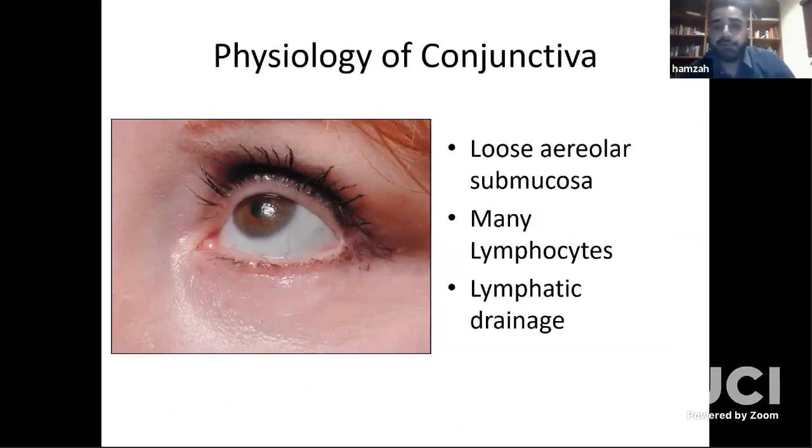So the conjunctiva, what is it? Well, it's loose areolar submucosa. It contains many lymphocytes, and it's actually the lymphatic drainage system for the globe in the eye. And so any disruption of the surrounding tissues can actually cause edema or fluid accumulation within that, which causes the chemosis. But this tends to settle down with time, provided that the chemotic conjunctiva is not exposed.